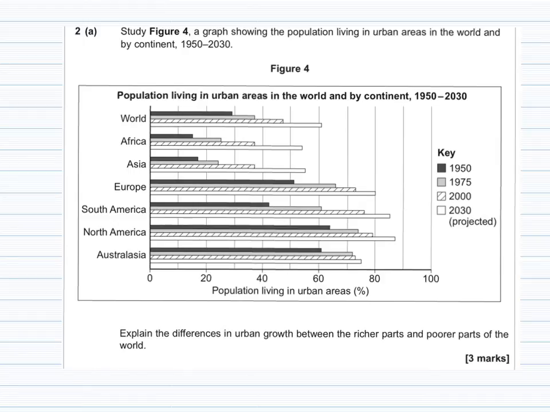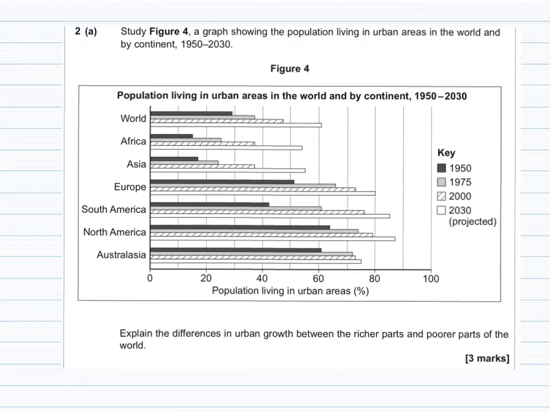So you've got all the continents down the side, you've got the whole world there as well. 1950 is the darker shaded grey there. 1975 is the lighter grey. Then the stripy one is 2000 and the plain white is 2030, which is the projected one. And then at the bottom you've got the population living in urban areas, the percentage again.